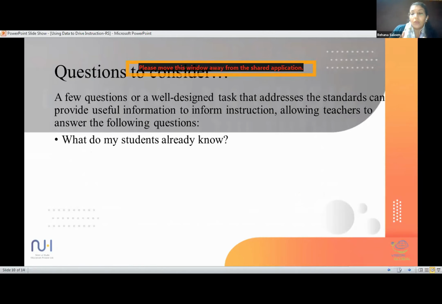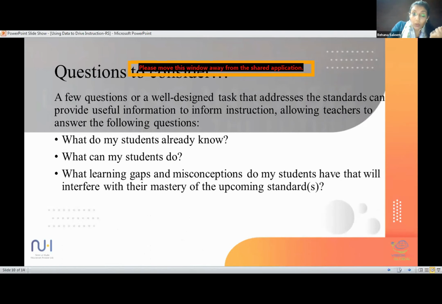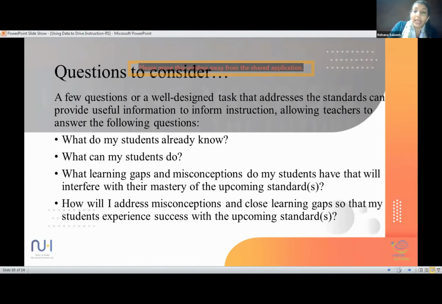Most of us are starting the next academic year the coming week or the week after. So before getting your hands on the planning, these are certain questions you can ask yourself, and these might come in handy. What do my students already know? What can my students do? What learning gaps and misconceptions do my students have that interfere with their mastery of upcoming standards? How will I address misconceptions and close learning gaps so that students experience success with the upcoming standards?